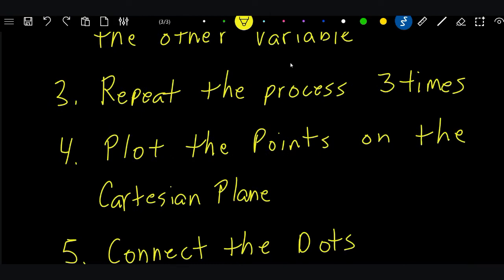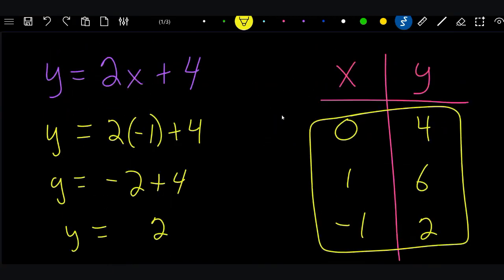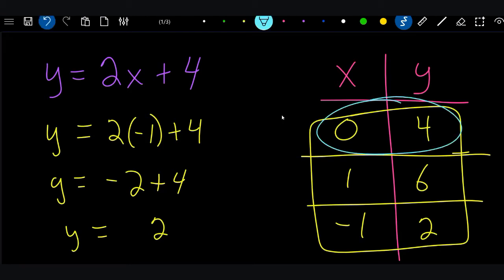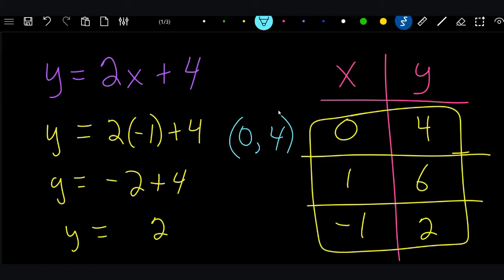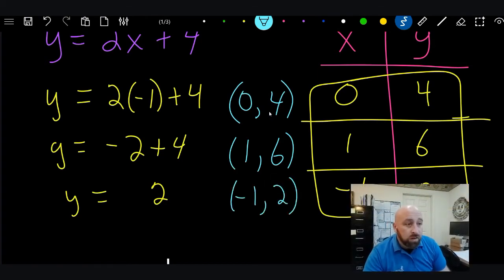After we repeat the process 3 times, which we did, number 4, plot the points on the Cartesian plane. Okay, so we'll go back up here, and these are our points right here. There's 1 point, there's another point. Let me circle this. This is our first point, 0, 4, and let's write them like we do, 0, 4. And then we would have 1, 6. And then we would have negative 1, 2. So those are our points.